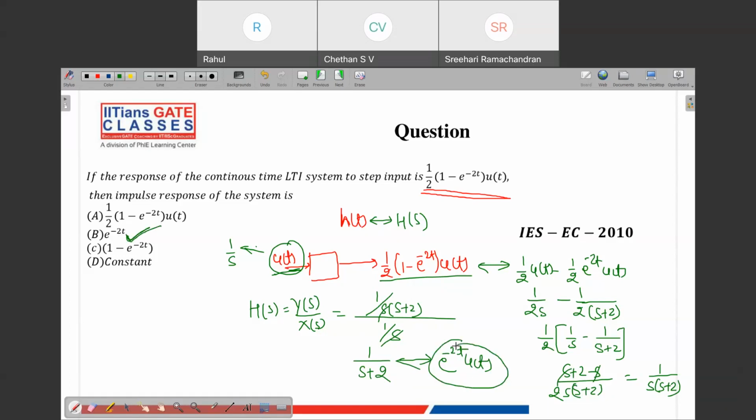So whenever a question is asked based on a system where some input is given and you need to calculate some output, or input and output are given and you need to calculate the transfer function, all this kind of problem, you need to use the Laplace transform. That will make this calculation pretty easy.